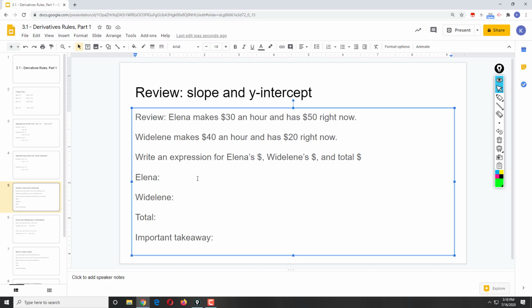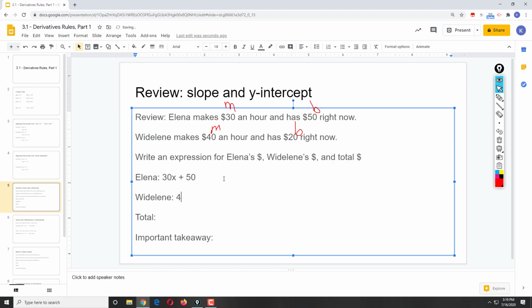So Elena makes $30 an hour and has $50 right now. Using slope-intercept form, we know that slope is our rate of change. So that's the slope, and that's the y-intercept. For Wideline, that's the slope, and that's the y-intercept. In other words, Elena makes $30 an hour, that's the slope, 30, let's call it 30x. Has $50 right now, that's the y-intercept.